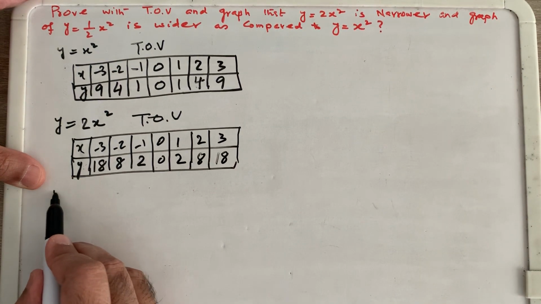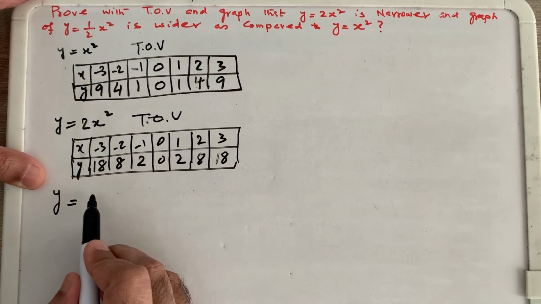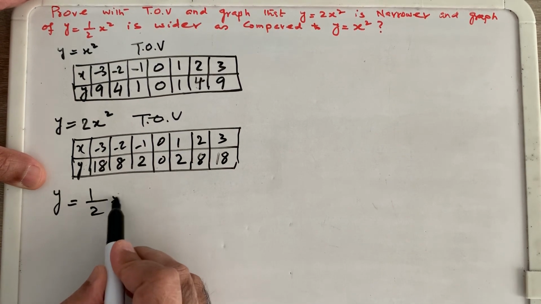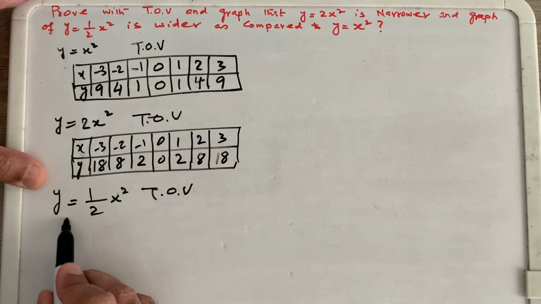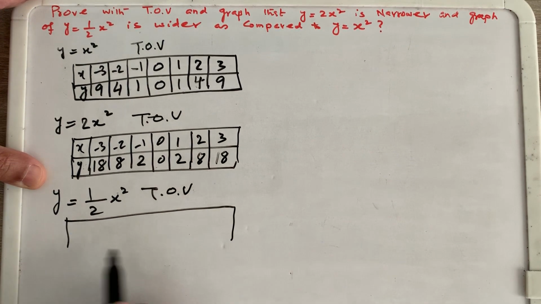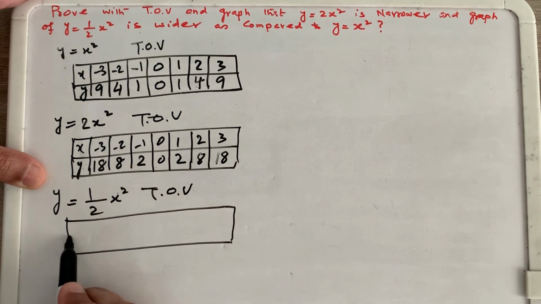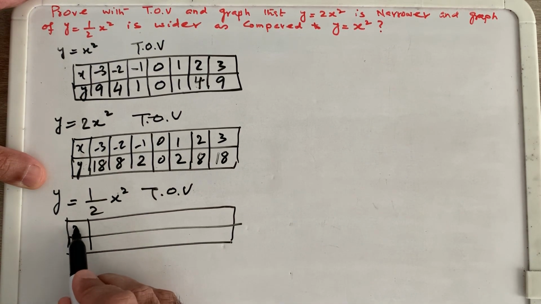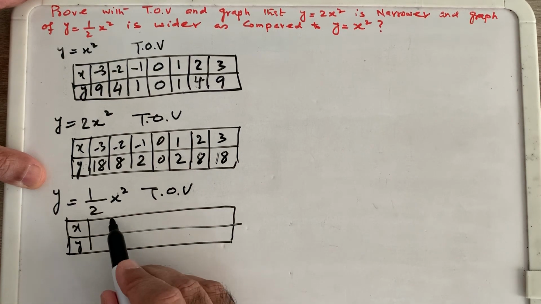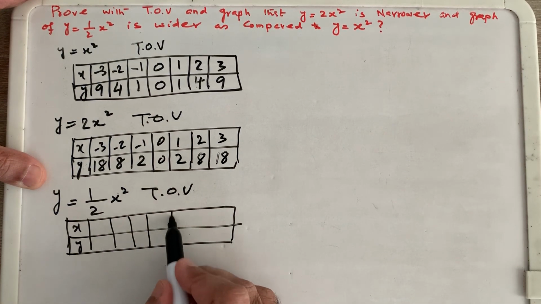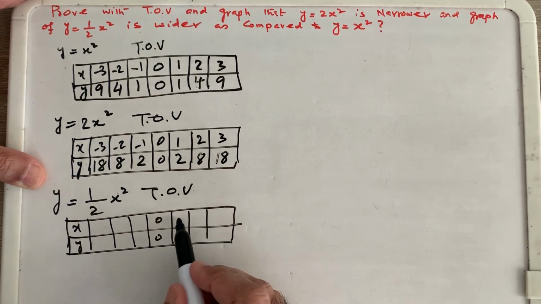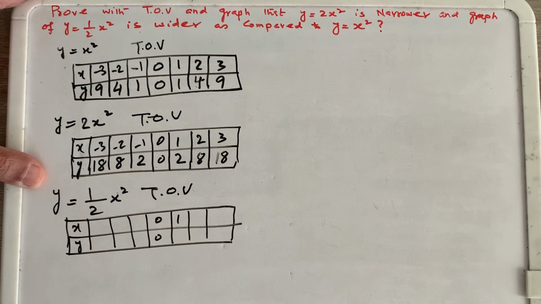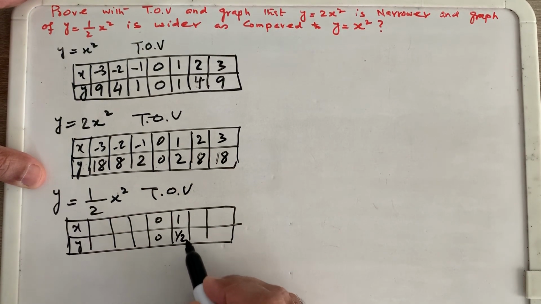Now you have to make the T.O.V. for y = ½x². You give the value of x and get the value of y. For 0, you get 0. When you give 1, 1 whole squared is 1 divided by 2, you get half, or 0.5.